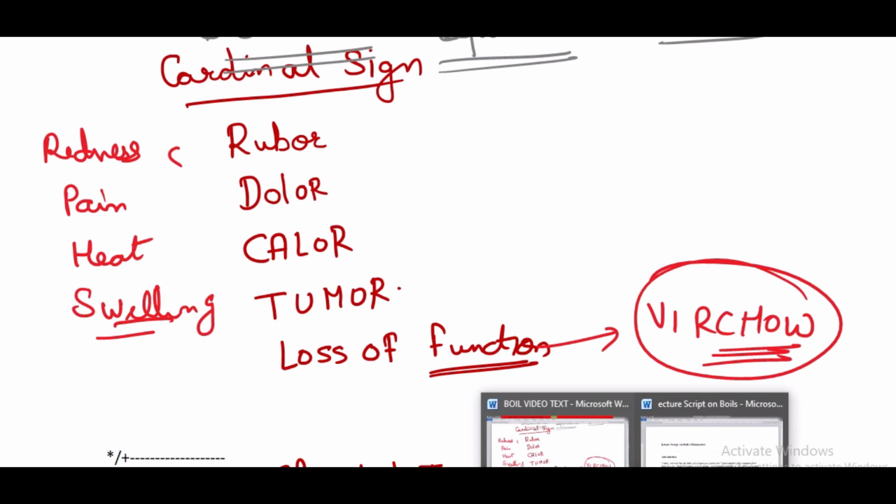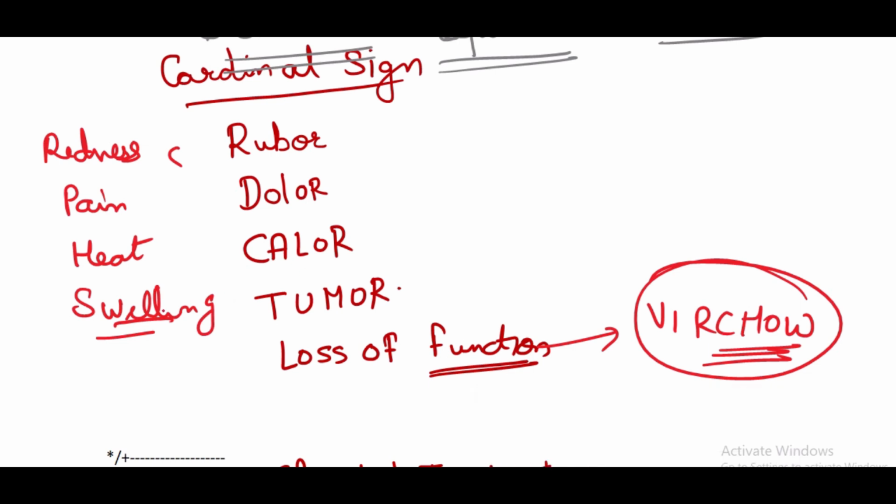Now, why does redness occur in the abscess? Due to the hyperemia. So, why is the area of the abscess hot? Again, due to the hyperemia. So, what causes the swelling in abscess? Due to the presence of the pus.